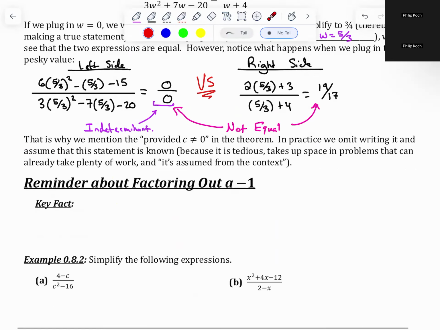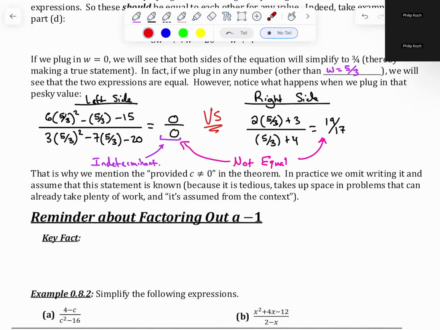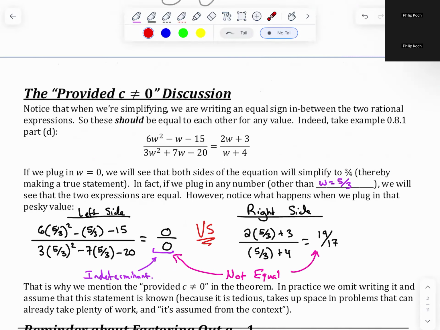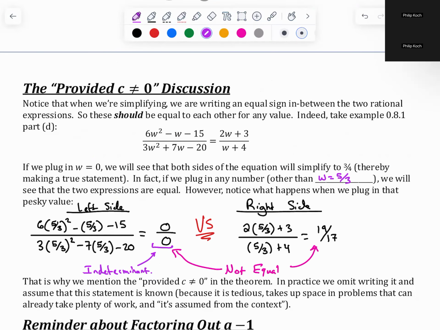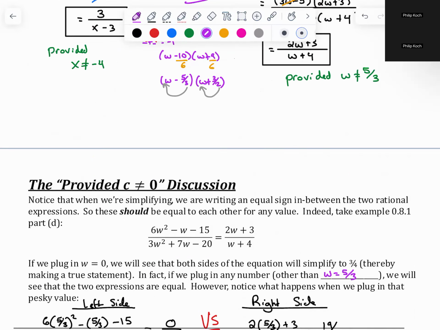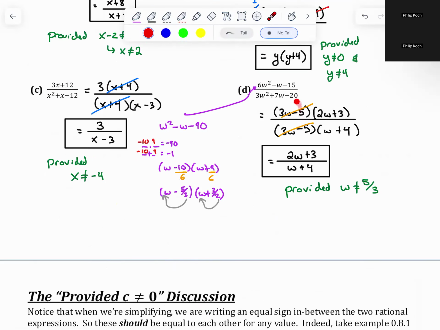Next thing is to talk about factoring out, and oh yes, Ben. How did you know it was 5/3? So the thing that we canceled out was, if we go back up here, we canceled out the 3w minus 5. And so based on the fact that we canceled that to get this to work out, we want to make sure that this factor does not equal 0, this factor here.